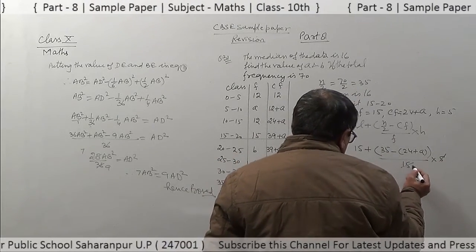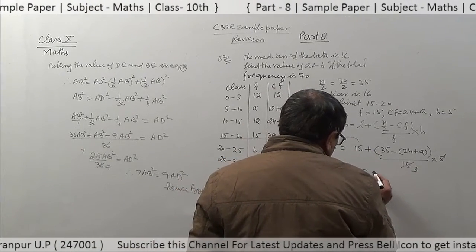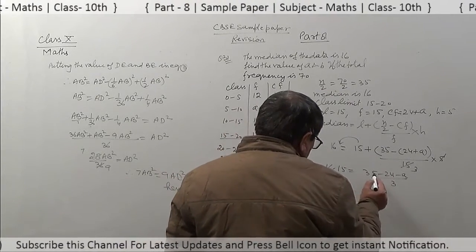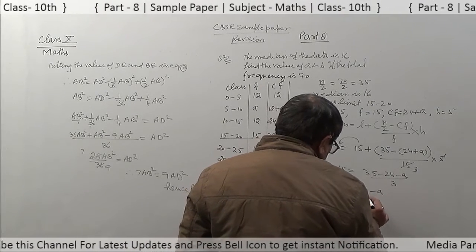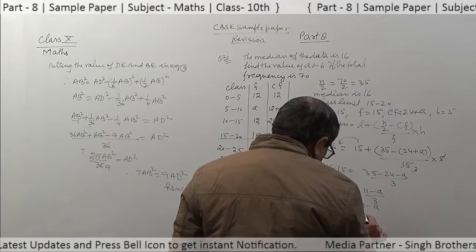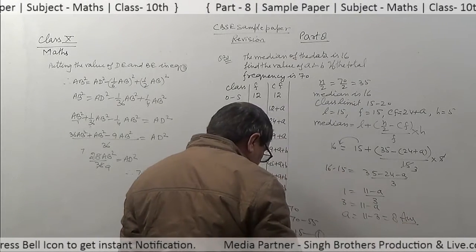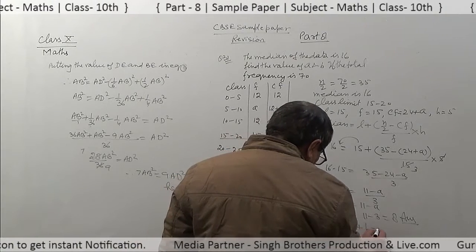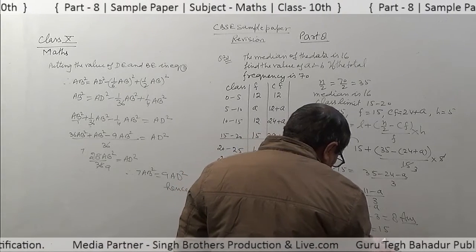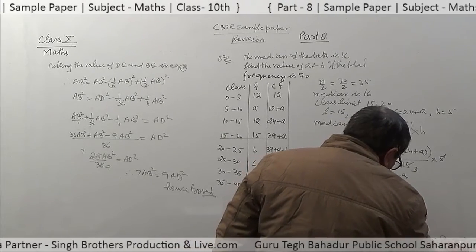So, 5 threes are 15, 15 take this side, 1 is equal to 35 minus 24 minus A upon 3. So, 1 is equal to 11 minus A upon 3, 3 is equal to 11 minus A, A is equal to 11 minus 3, that is 8. A answer is 8. And A plus B is equal to 15. So, A is 8 plus B is equal to 15, or B is equal to 15 minus 8, that is the 7 answer.